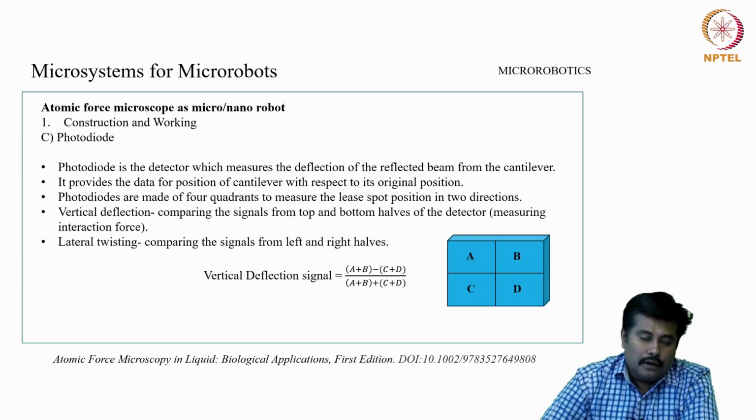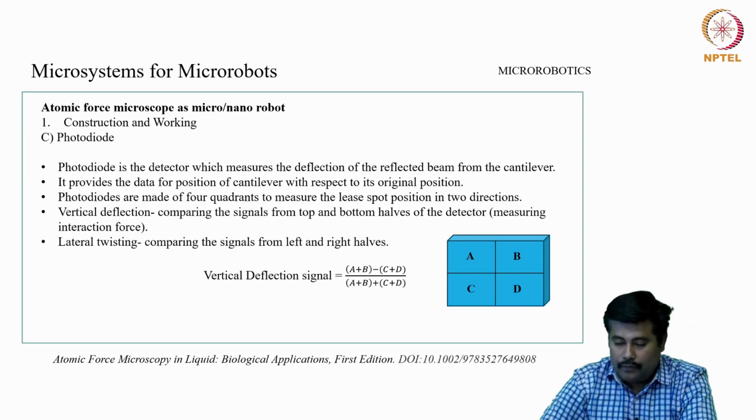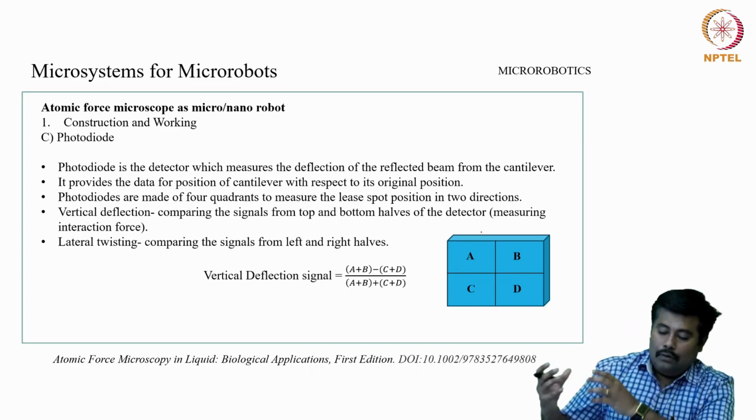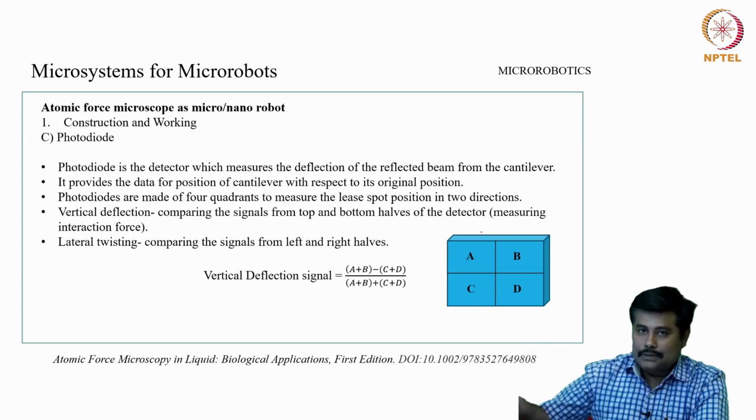So, these photodiodes are made of four quadrants. Let us consider how to measure the overall laser spot position as well as the direction.